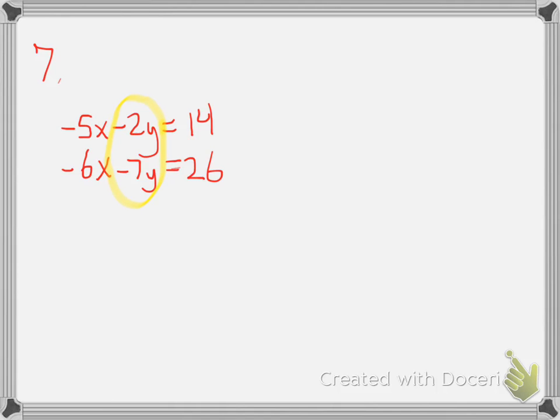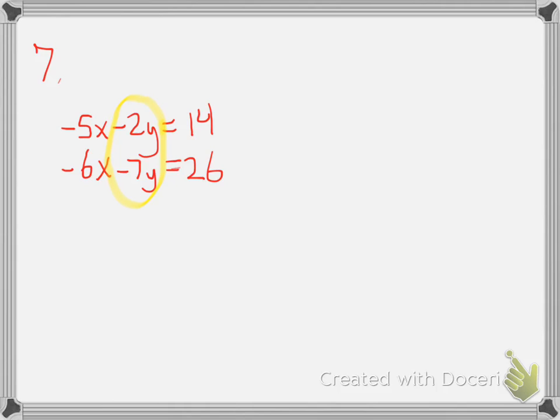So number 7 is negative 5x minus 2y equals 14, and then the other equation was negative 6x minus 7y equals 26. And I think you said solve for y on that one too. So if I look at my y's right here, you said you kept getting fractions. So if I look at my y's, one's a negative 2, one's a negative 7.